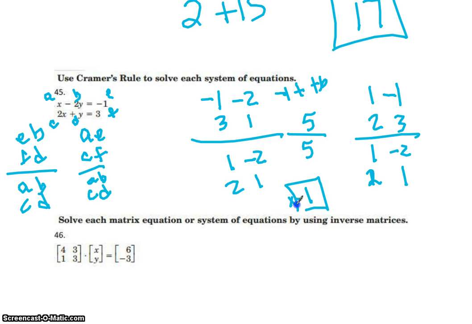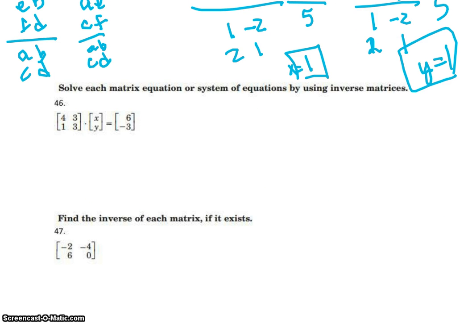That should say x equals. And then 1 times 3 is 3 minus a negative 2, so 3 plus 2 is going to be 5 over, this should still be 5, so y is also equal to 1. Okay, doesn't always work out that they're the same thing.